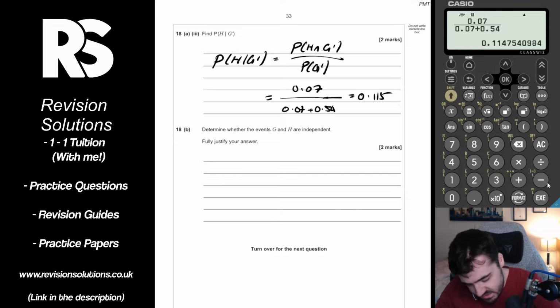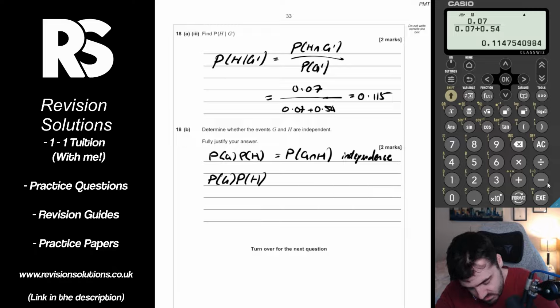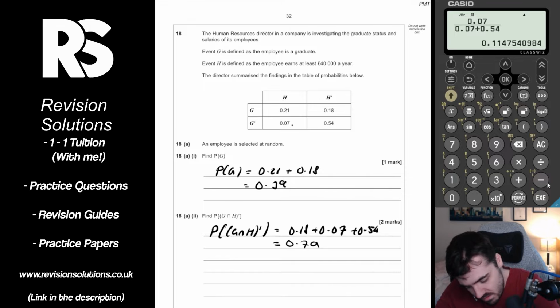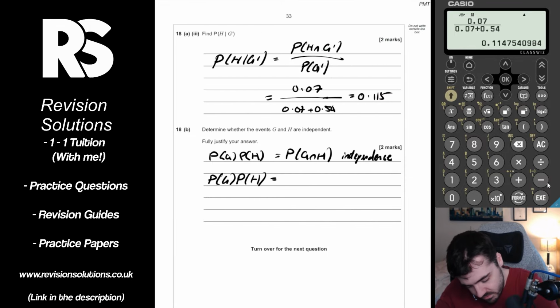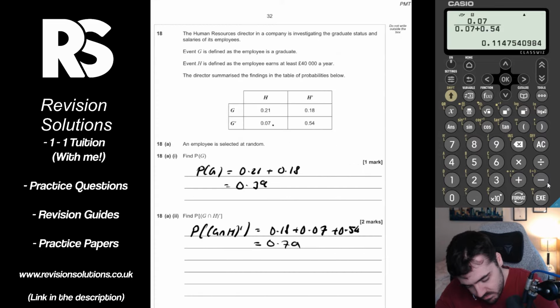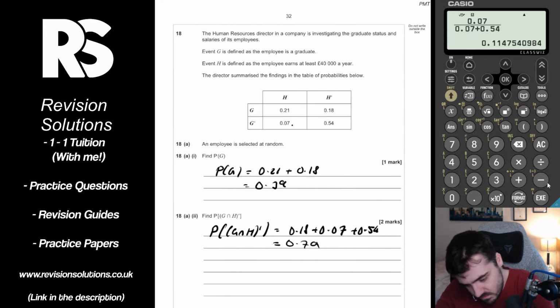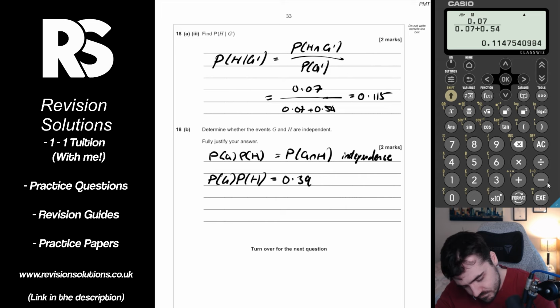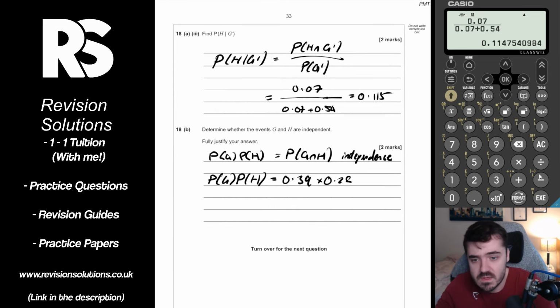Determine whether the events G and H are independent. We'd have to check if the probability of G times the probability of H equals the probability of G intersection H. That's what independence means. First let's do the left-hand side, the probability of G times the probability of H. The probability of G we already worked out, that was 0.39. Times that by the probability of H, which is just 0.28. Times 0.28, what does that give us?